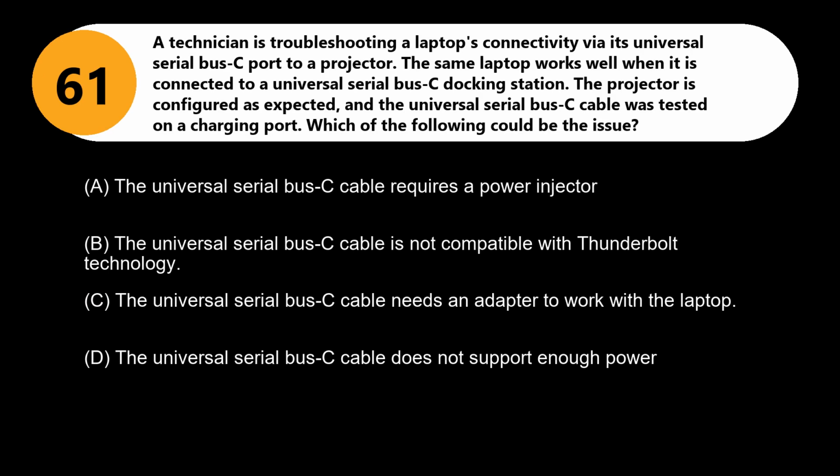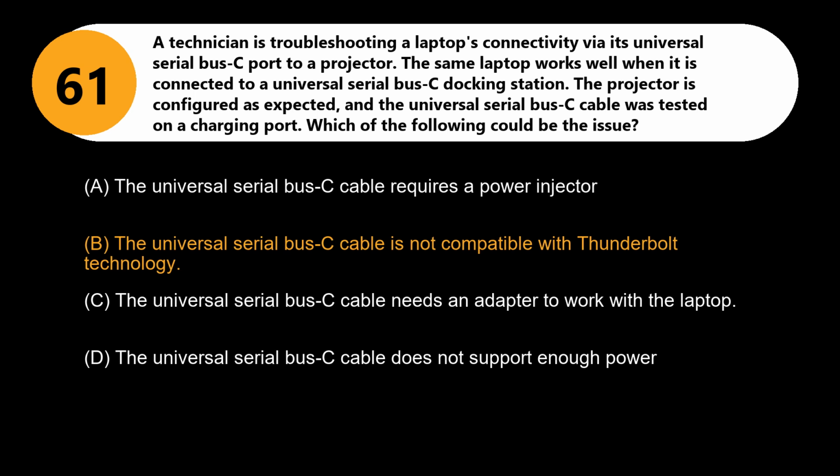Question 61. A technician is troubleshooting a laptop's connectivity via its universal serial bus C port to a projector. The same laptop works well when it is connected to a universal serial bus C docking station. The projector is configured as expected, and the universal serial bus C cable was tested on a charging port. Which of the following could be the issue? Option A, the universal serial bus C cable requires a power injector. Option B, the universal serial bus C cable is not compatible with Thunderbolt technology. Option C, the universal serial bus C cable needs an adapter to work with the laptop. Option D, the universal serial bus C cable does not support enough power.